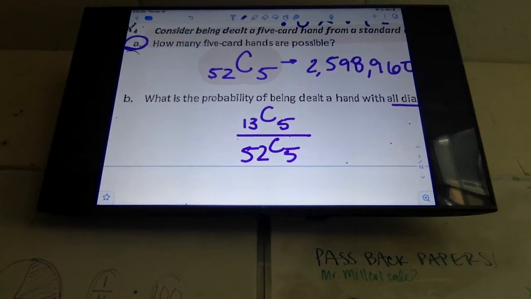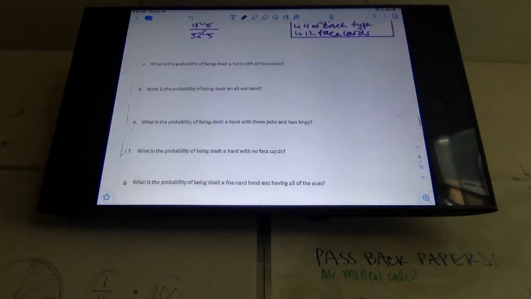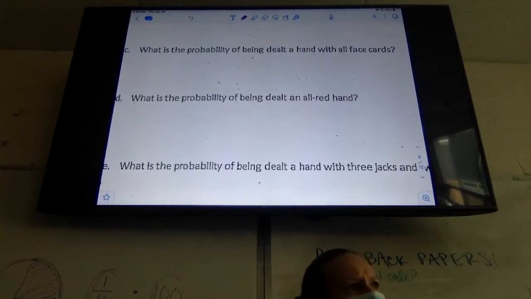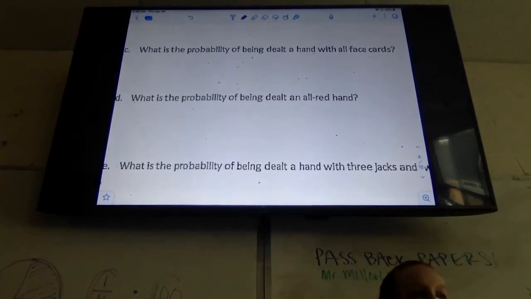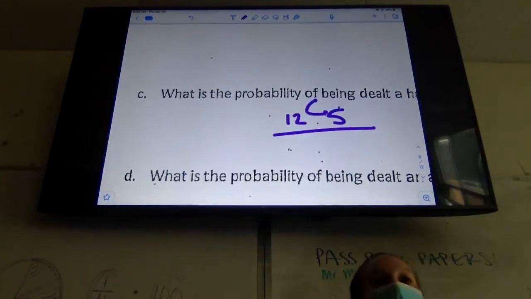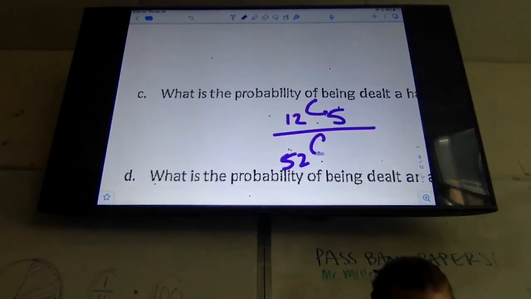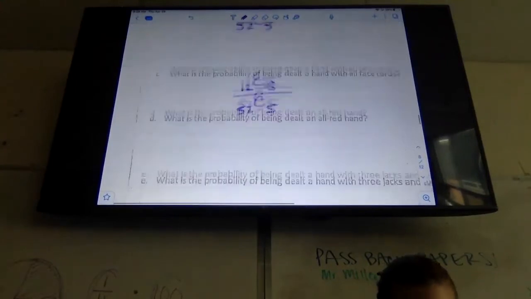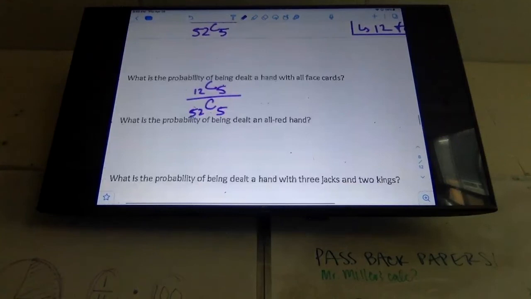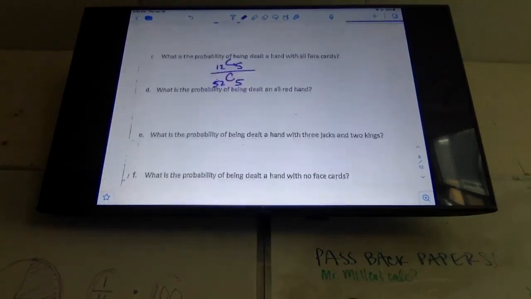Can we keep going? All right, flip your paper over. What's the probability of being dealt all face cards? Well, my question is, how many face cards are there? Total 12. So we're going to say there's total 12. And how many do I want? 5. 12 choose 5 over 52 choose 5. Good. I was going to explain something, but I don't think I need to.